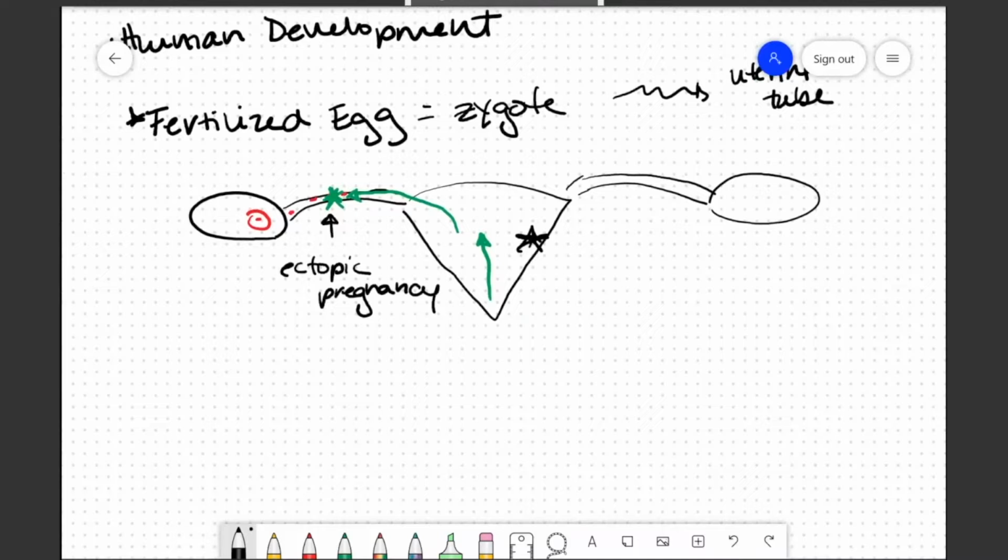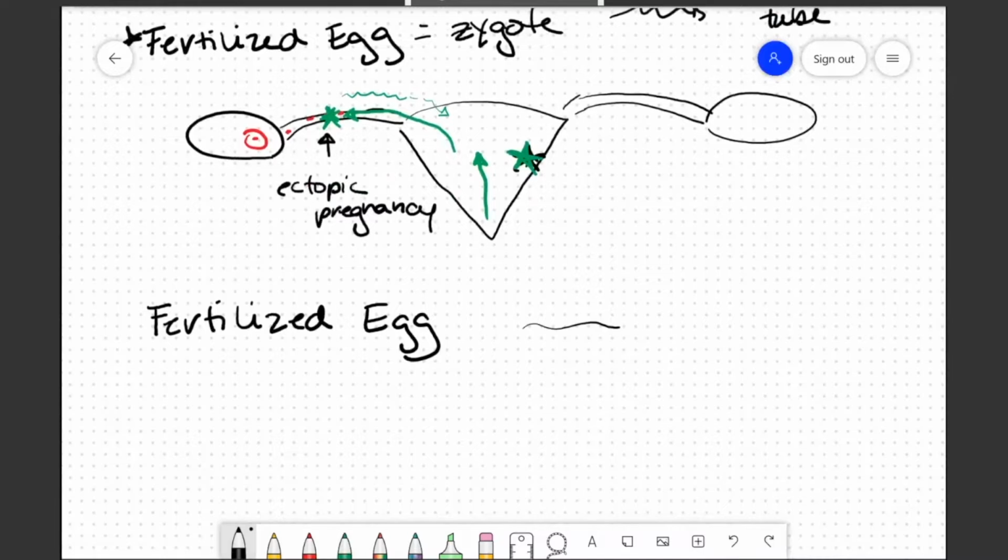So we're going to follow a fertilized egg. It is going to be fertilized in the uterine tube. It will travel down through and then implant in this uterine wall. So again, this starts with a fertilized egg, this zygote, this fertilized egg, which occurs in the uterine tube.